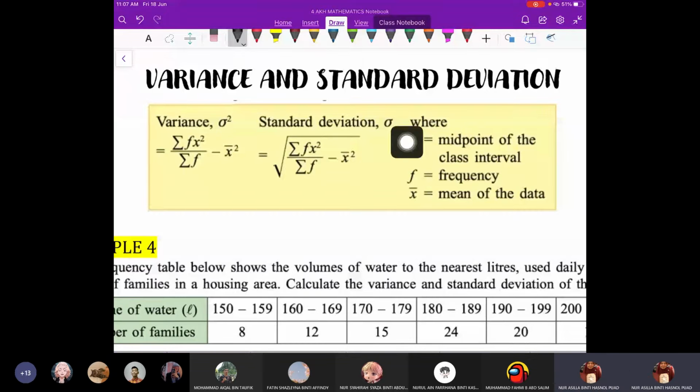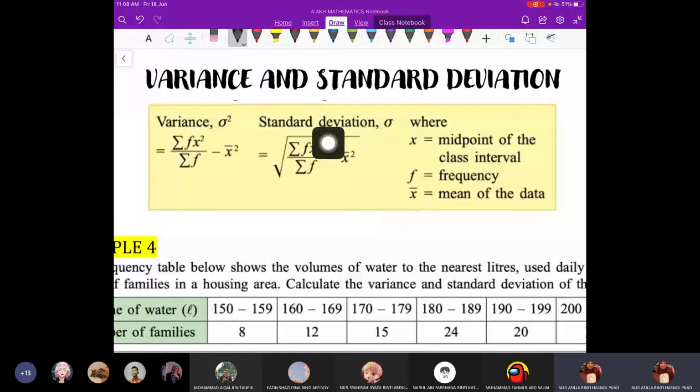Okay, and then sum of. Symbol sum of. Okay, so simbol-simbol kita, x ni merujuk kepada midpoint of the class interval. So x refer kepada midpoint. f italic will always be the frequency. And x yang ada atap ke atas ni will be the mean of the data. Okay. So tengok variance dengan standard deviation, bezanya hanyalah square root.